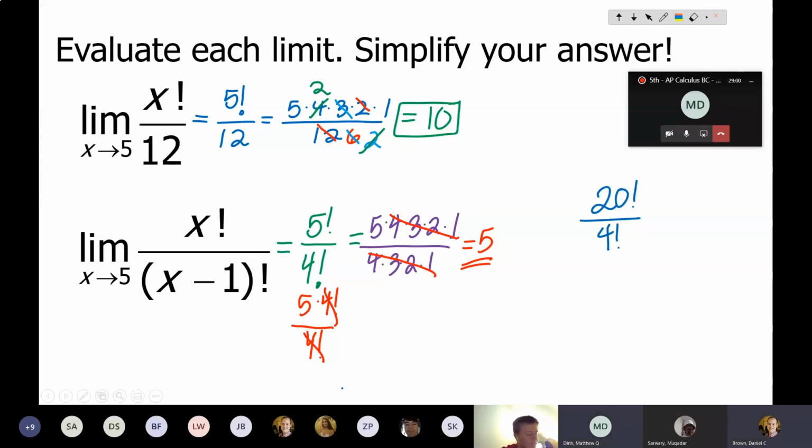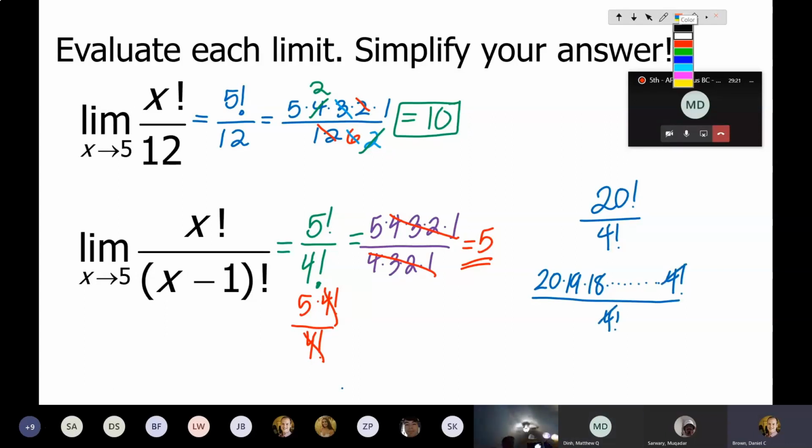If I had 20 factorial over 4 factorial, you would still have to think like this is going to be 20 times 19 times 18, and you would just stop at the 4 factorial over the 4 factorial. So that one's still going to be a really massive number. Oh, so you can't break down the 20 as like 4 times 5.